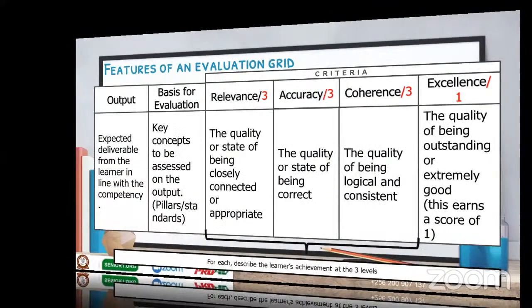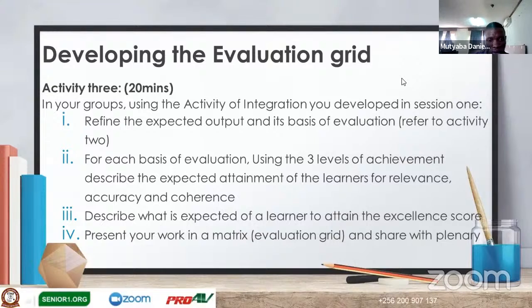Okay, members, let us have this. Of course, we are not going to do this now, but let us have an insight from here. Activity 3: in your groups, using the activity of integration you developed in previous sessions, you remember we assigned you this activity last time, refine the expected output and its basis of evaluation.